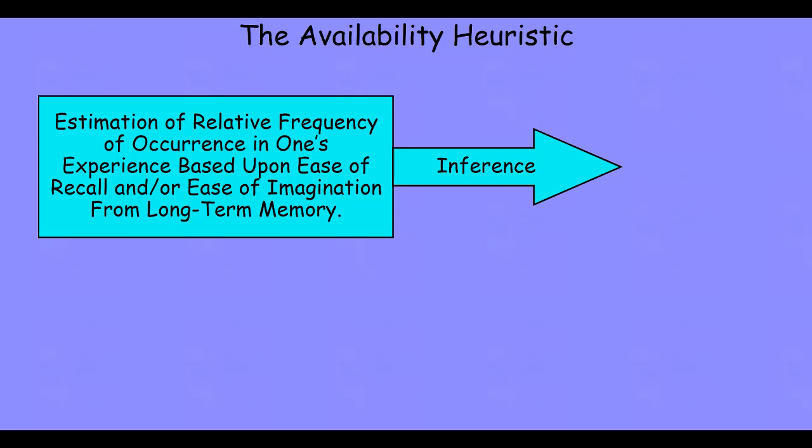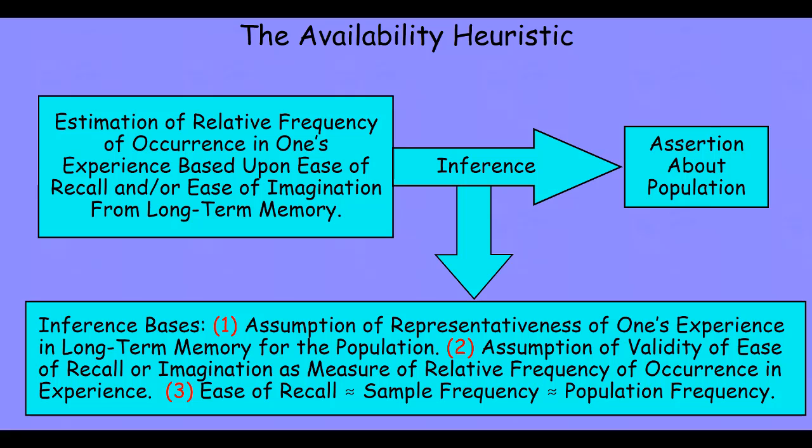Once we have a measurement for the frequency in the sample, we extrapolate to the population, assuming that sample frequency and population frequency are approximately the same. So again, the availability heuristic works by that same inference strategy of going from a sample to a population, just like contemporary statistics and just like the representativeness heuristic. It too has certain assumptions, differs from the other two in the nature of its sample, the nature of the way it measures it, and then how it extrapolates from sample frequency to population frequency.